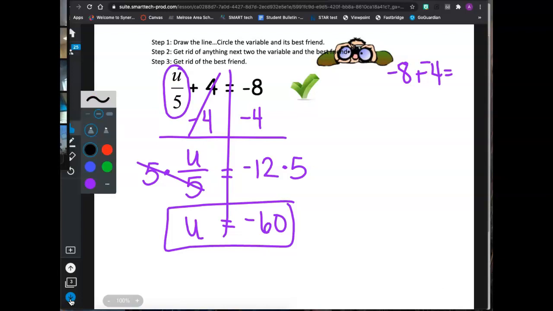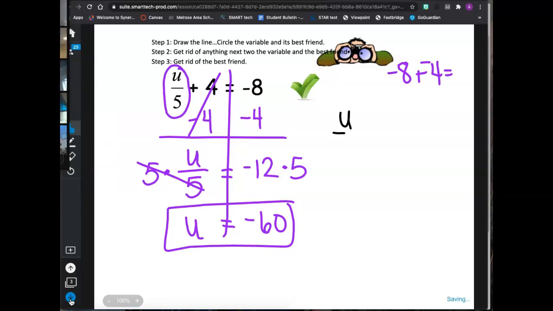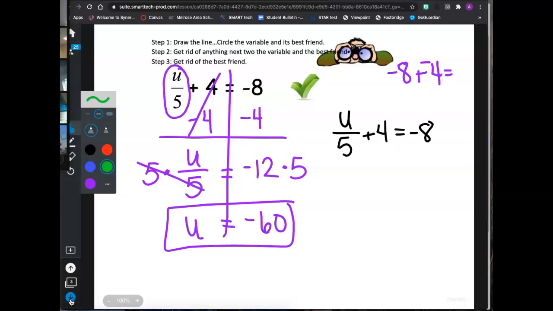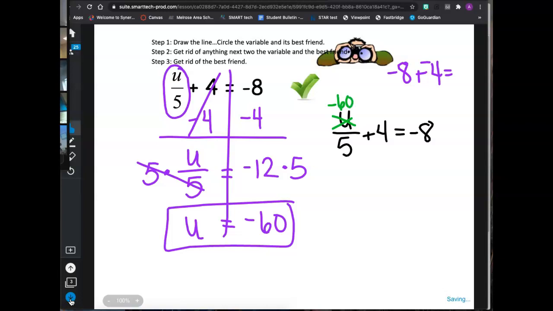We can check it. U over 5 plus 4 equals negative 8. Replace the U with negative 60 and see if it works. Negative 60 divided by 5 is negative 12, and negative 12 plus 4 is negative 8.